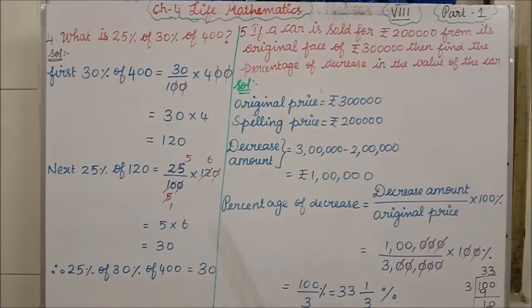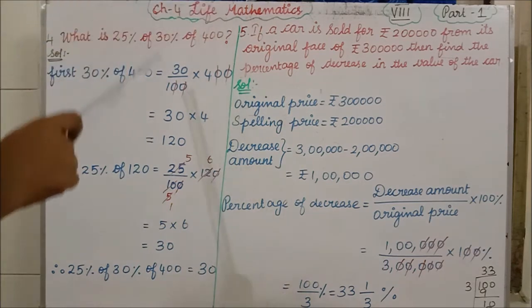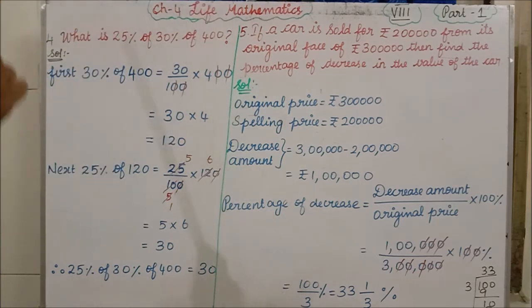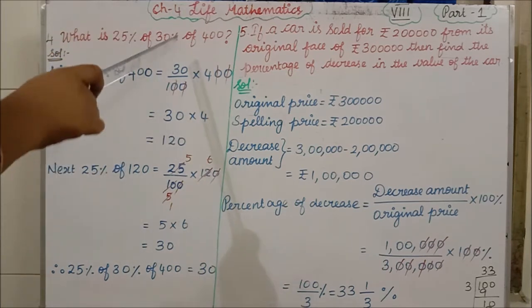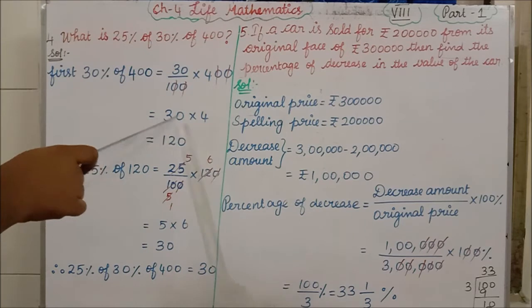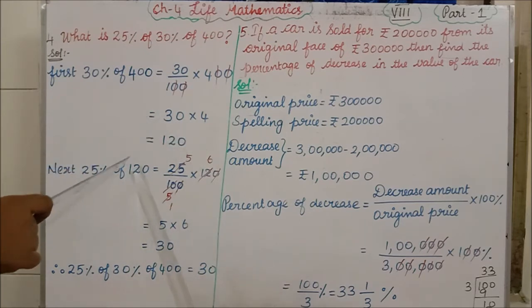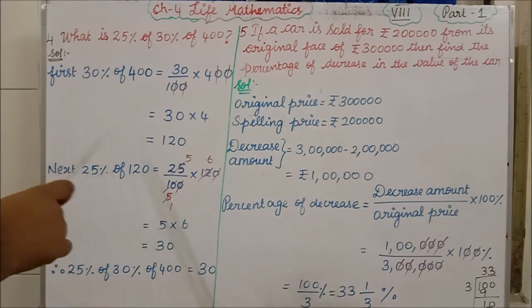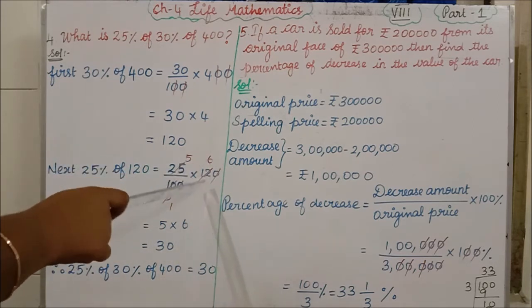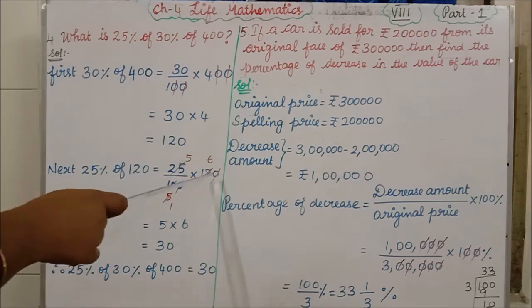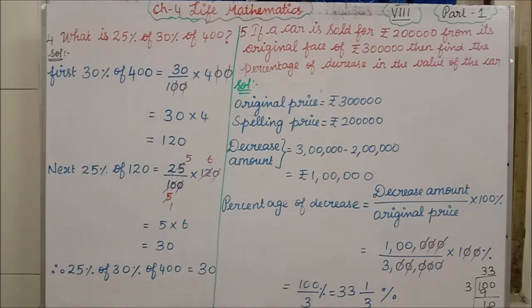Clear? Because 30 percentage of 400, the answer we have got is 120. So we are going to find next 25 percentage of this answer. What is that answer? 120. So 25 percentage of 120 is equal to 25 percentage, means 25 by 100. Of means, I told you, we have to put a multiply symbol, into 120.